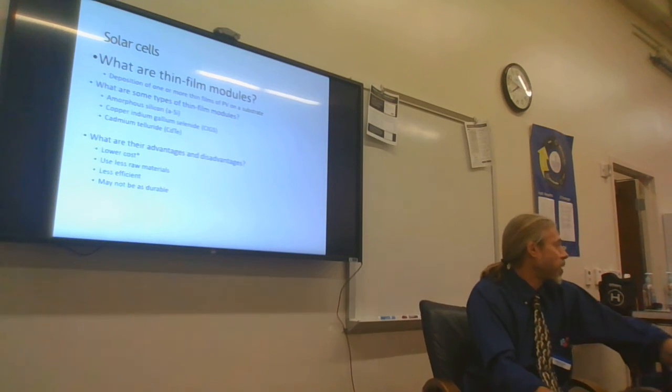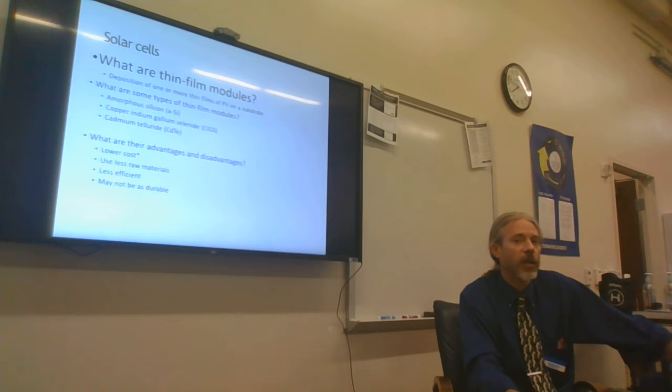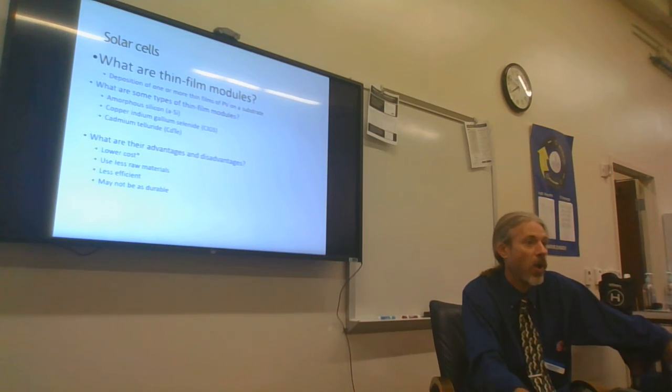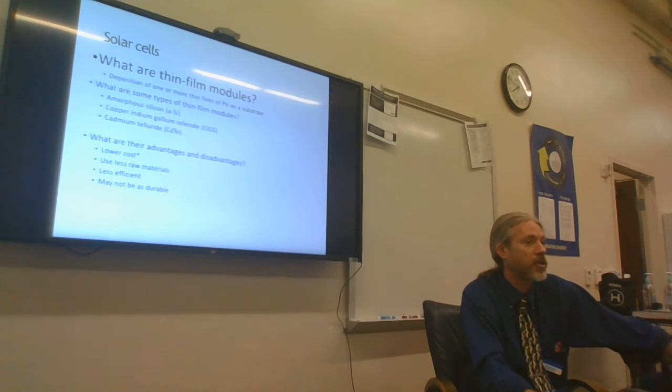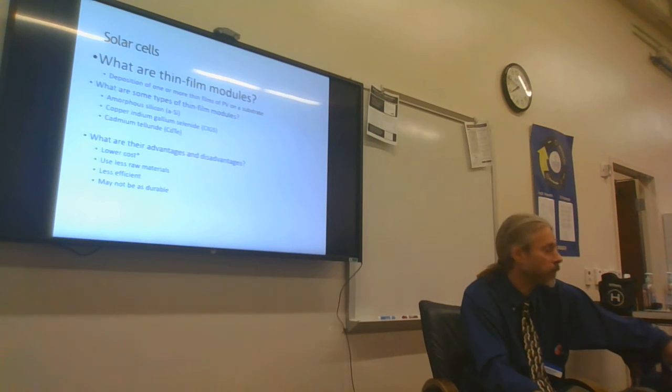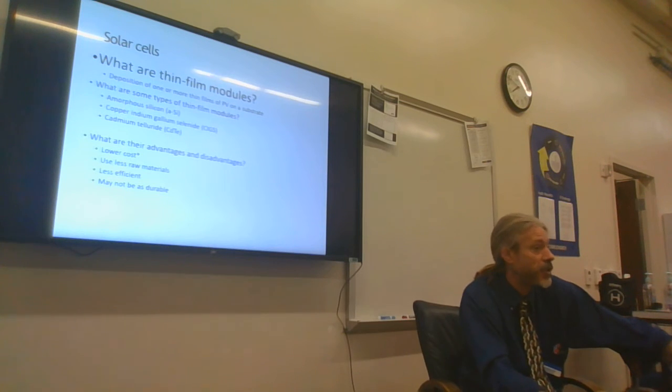Advantage of these, to start with, they're almost always lower cost. And when we say lower cost, normally we mean the cost per watt to produce. All right. If you want a 100 watt amorphous panel versus a 100 watt monocrystalline panel, it's going to be cheaper to make the 100 watt amorphous panel. It uses less materials. It is less efficient though.